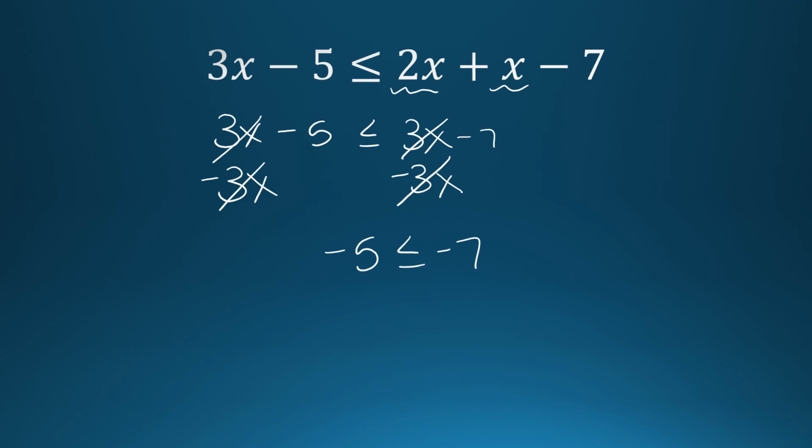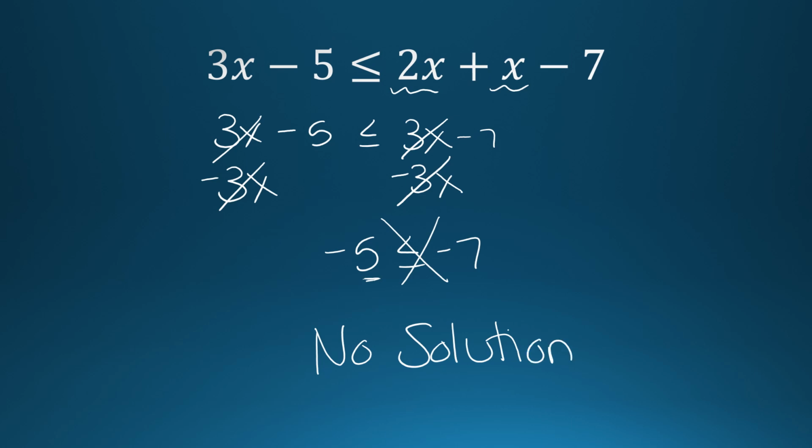Now we have to ask ourselves, is this inequality true? In this case, it's not, because when we're dealing with negatives, the smaller the actual number, the larger it is. So negative 5 is actually not less than or equal to negative 7. So this is a false inequality, which means we have no solution to this inequality statement here.